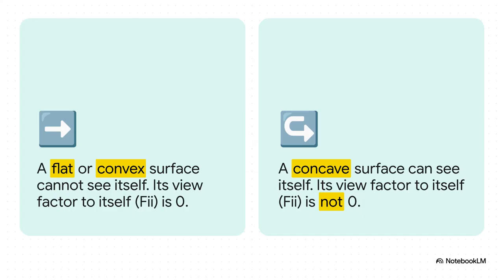So, for example, a totally flat surface, or one that curves outward, can't see any part of itself. So none of the radiation it sends out can ever come back and hit it. Its view factor to itself is 0. But a concave surface, like the inside of a bowl, can see itself. Energy leaving one side of the bowl can totally hit the other side. So its view factor to itself is greater than 0.